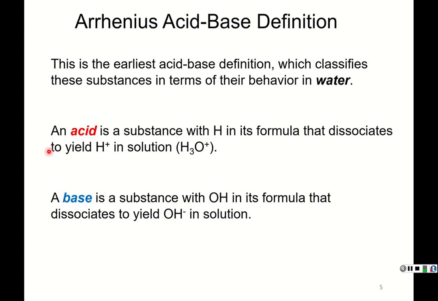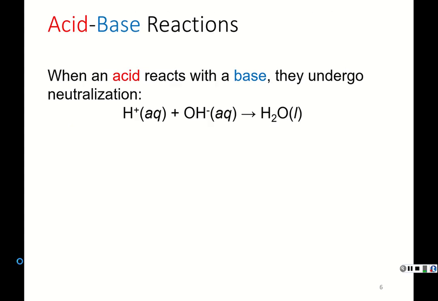A base, by the Arrhenius definition, is a substance that has an OH in its formula, a hydroxide, and it will dissociate to yield that OH minus in solution. So this is a pretty simple definition of acid-base based on their behavior in water. When an acid and a base react together, they undergo what's known as neutralization. So you'd have H plus plus OH minus goes to H2O, and that would be the net ionic equation for any acid-base neutralization.